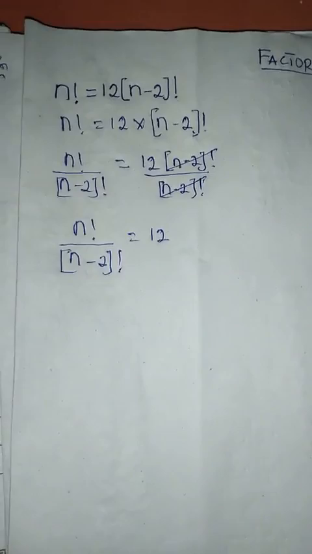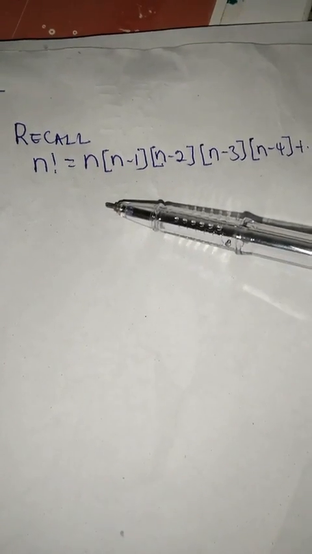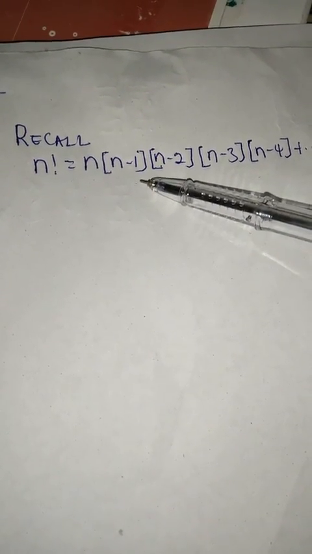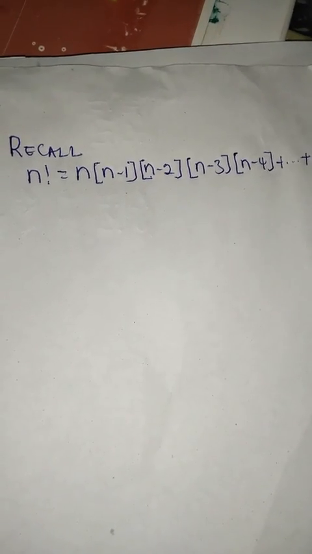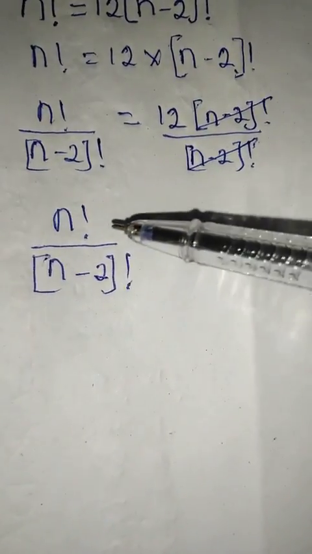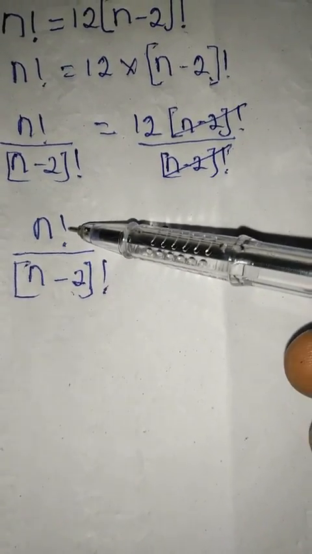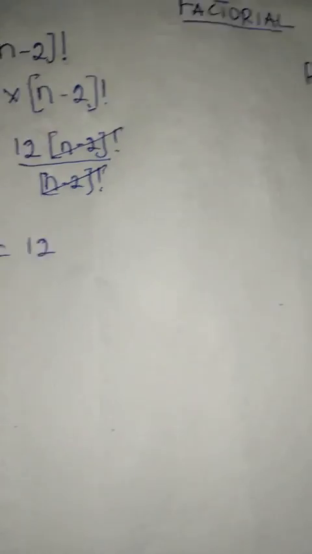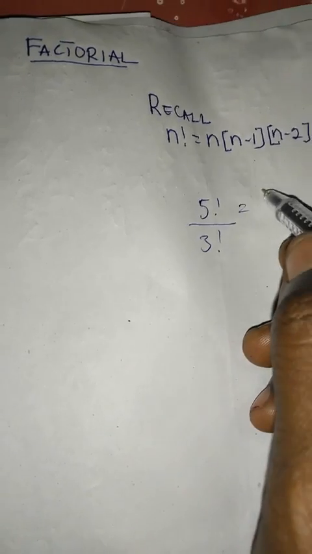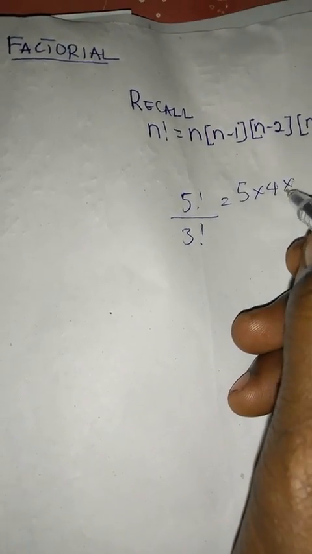12. Now, recall, we know that my n factorial is equals to what? n into bracket n minus 1, n minus 2, n minus 3, n minus 4 till the end, factorial, right? So since my n minus 2 factorial can be found in my n factorial, just like within our previous example where we have 5 factorial all over 3 factorial, and we say we move 5 to what? To 3 factorial, and we stop at 3 factorial, where 3 we cancel 3. Are we together?